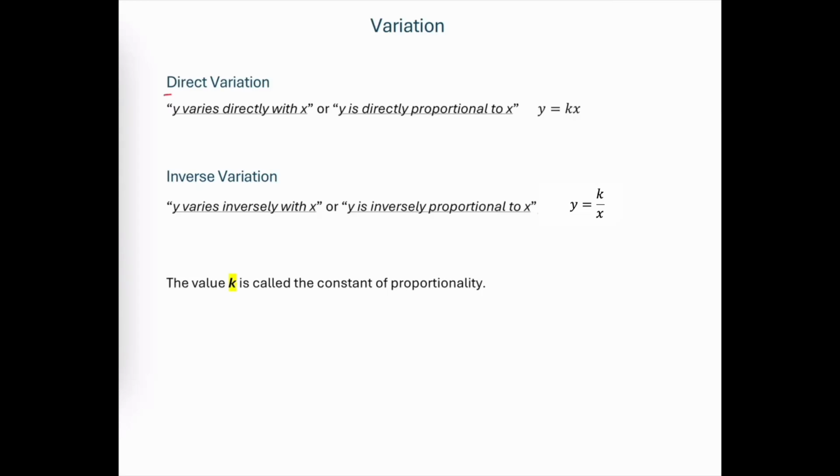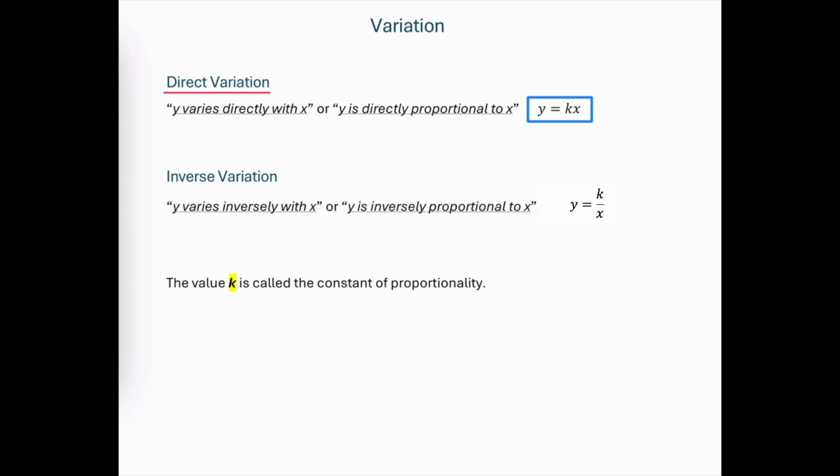When two variables are directly related to each other, it means that when one gets bigger, the other also gets bigger. In a word problem, the phrases that you'll see when this is the case are that y varies directly with x, or that y is directly proportional to x.